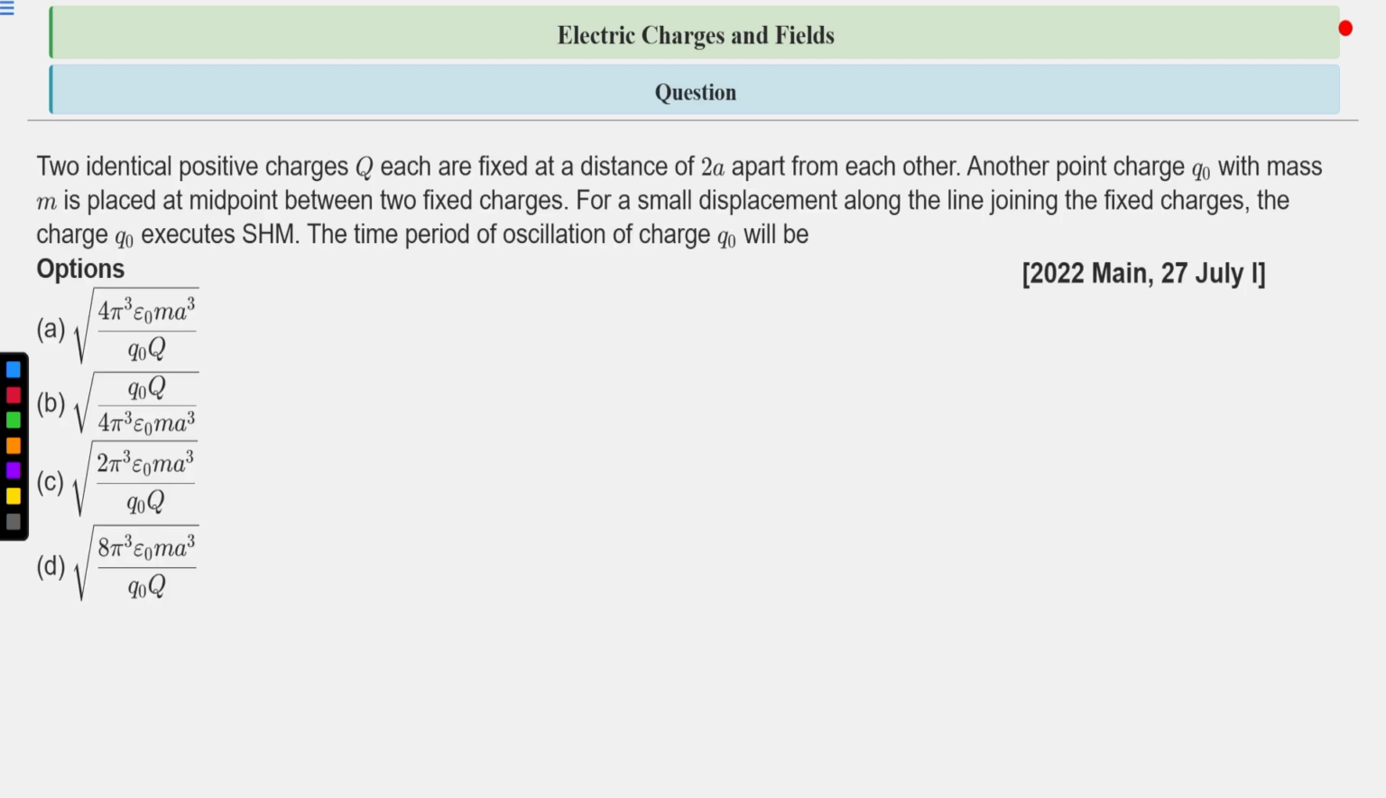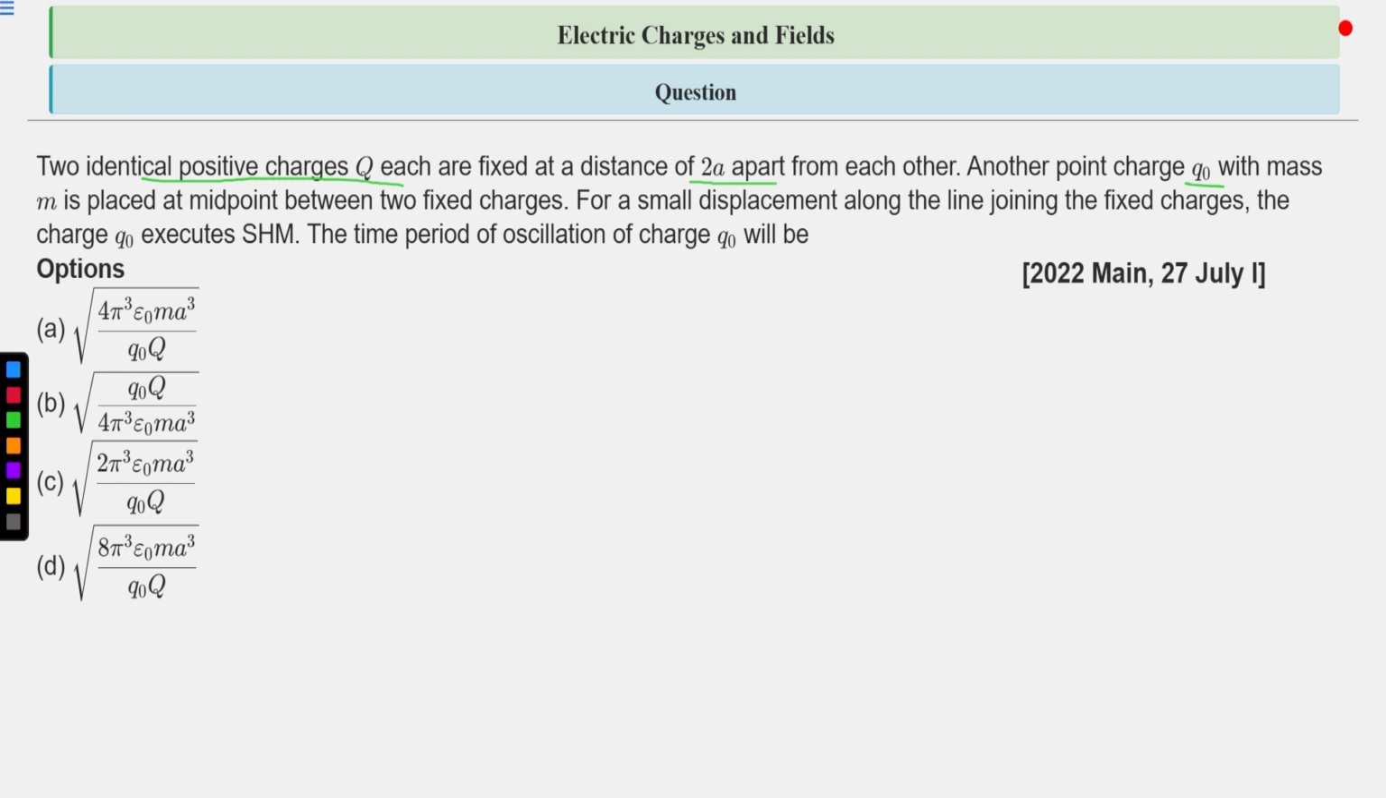Two identical positive charges Q each are fixed at a distance of 2a apart from each other. Another charge Q naught with mass m is placed at the midpoint between the two fixed charges. For a small displacement along the line joining the fixed charges, the charge Q naught executes simple harmonic motion, SHM. The time period of the oscillation of the charge Q naught will be.